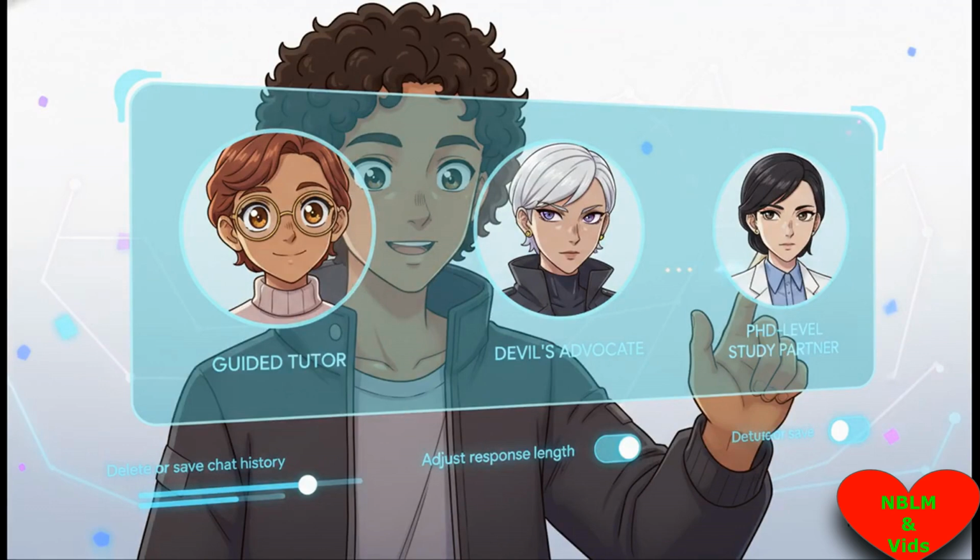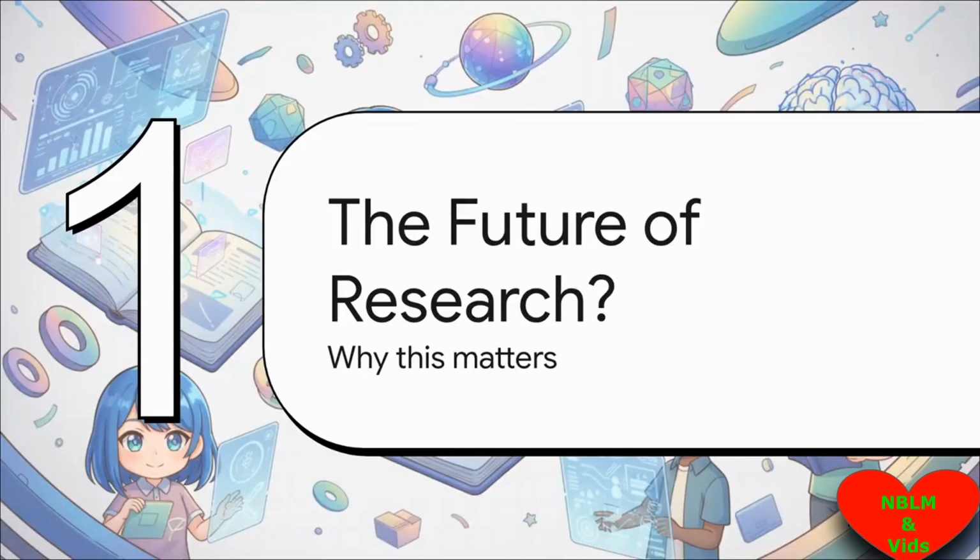Need a tutor to walk you through something? You got it. Want a devil's advocate to poke holes in your arguments? You can do that too. Or maybe you need a super smart PhD-level study buddy. You get to decide. And this level of control really brings us to a bigger picture. When you see all these updates together, you kind of have to take a step back and realize this isn't just about one cool tool getting a few new bells and whistles. This is a signpost for just how fast AI is moving, and that has huge implications for, well, pretty much everything: how we work, how we learn, you name it.